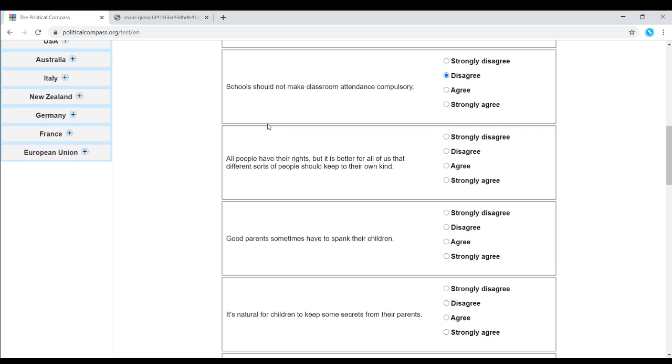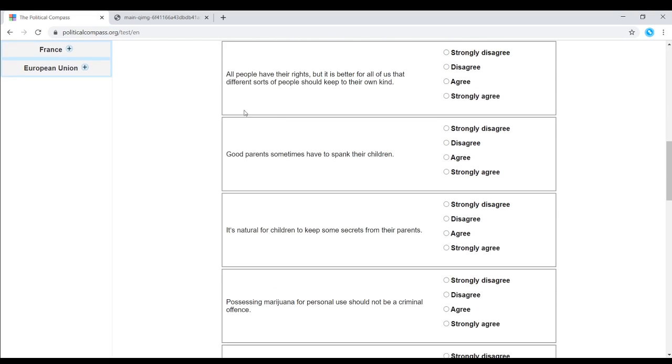So I'm going to disagree because I think that children should be in school and that attendance should be compulsory, but that should not exempt them from being able to be homeschooled. So I'm not going to strongly disagree with that.